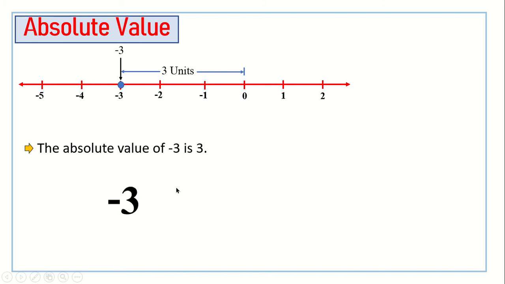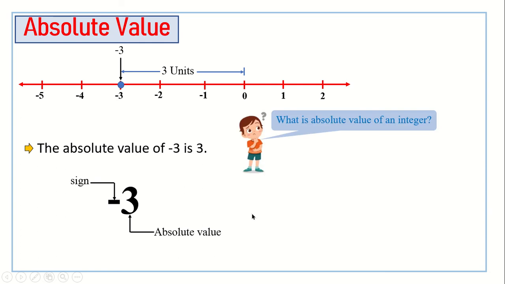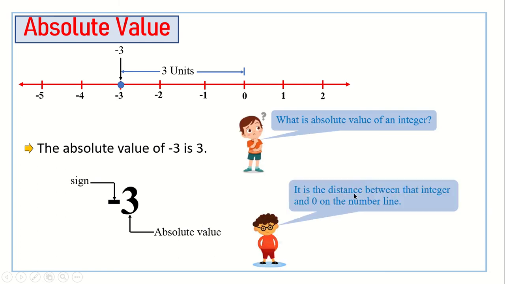Okay? Now, let us understand this very well. Look at the integer, negative 3. This is the sign, and this is the absolute value. So you just take away the sign to remain with the absolute value. So the absolute value is the distance between the integer and 0. It's the distance between that integer and 0 on a number line.